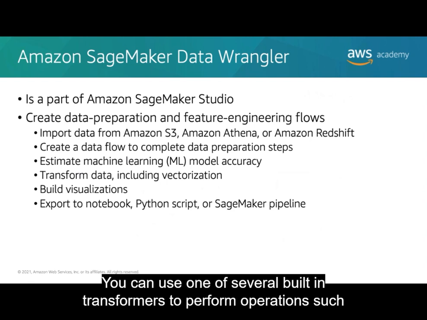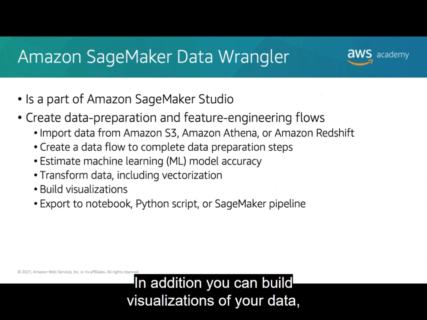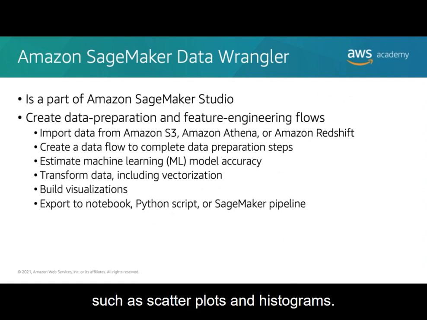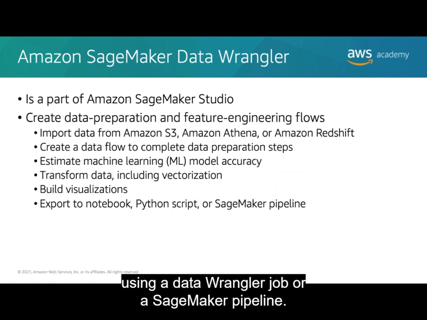You can use one of several built-in transformers to perform operations such as string manipulation or vectorizing your text dataset. In addition, you can build visualizations of your data such as scatter plots and histograms. And finally, you can export your data into other SageMaker services using a Data Wrangler job or a SageMaker pipeline.